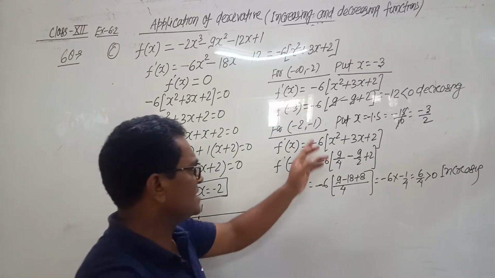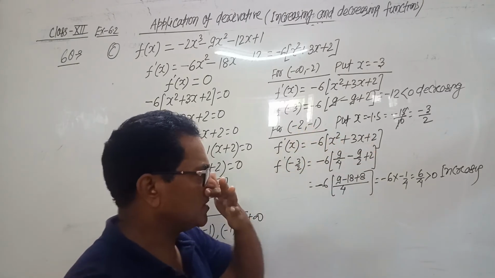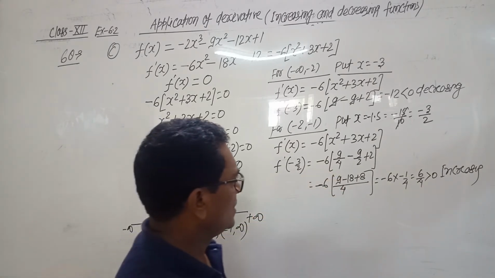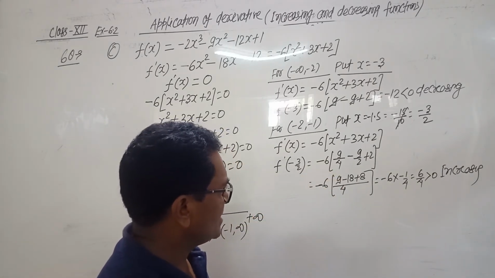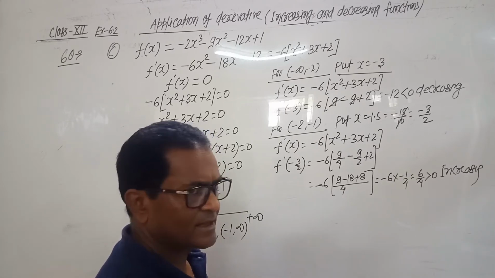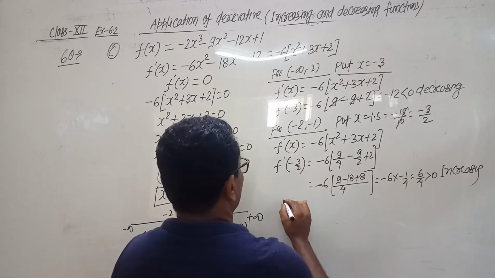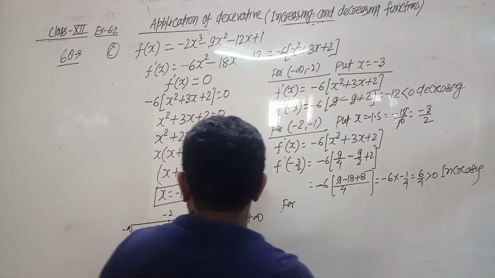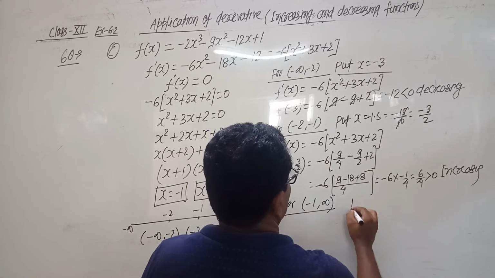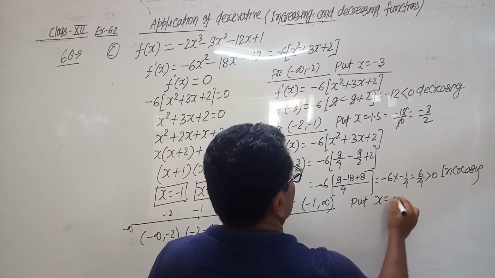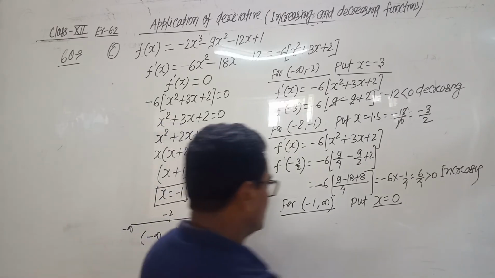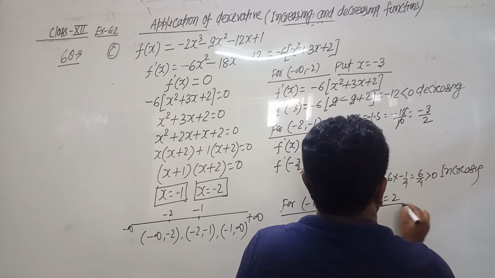We have taken the value lying between minus 2 and minus 1, x equals to minus 1.5, which we have written as minus 3 by 2, and after putting the value minus 3 by 2, we get the result as 6 by 4, and 6 by 4 is greater than 0, it means the function is increasing. And for the interval minus 1 to infinity, in this interval we can put x equals to 0, 1, 2, 3, any value you can put, not 0 but let us take 2.